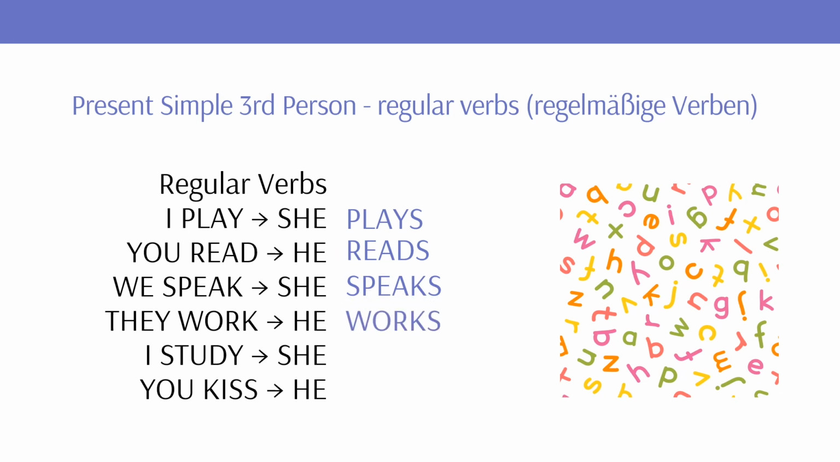And here's an exception, eine Ausnahme. I study, she studies. Consonant and Y becomes IES. Ein Konsonant und ein Y wird zu IES. Eine kleine Ausnahme. Und hier ist noch eine Ausnahme. Another exception. You kiss, double S, Doppel S am Ende. And he kisses. Ein ES kommt hinzu. An ES is added.